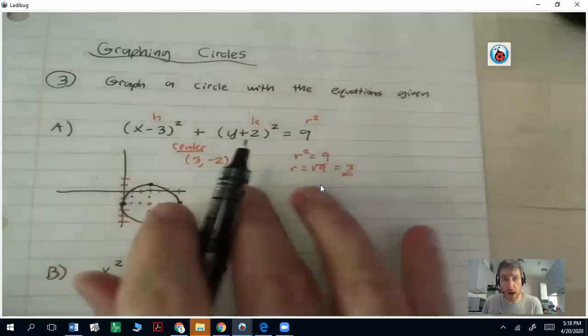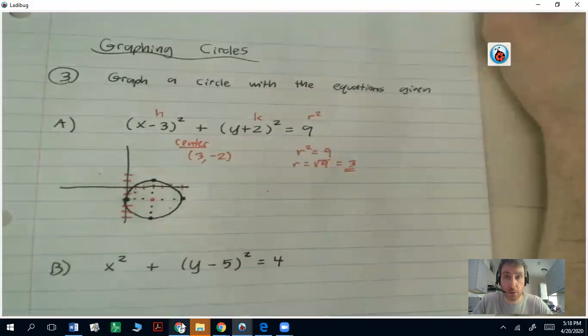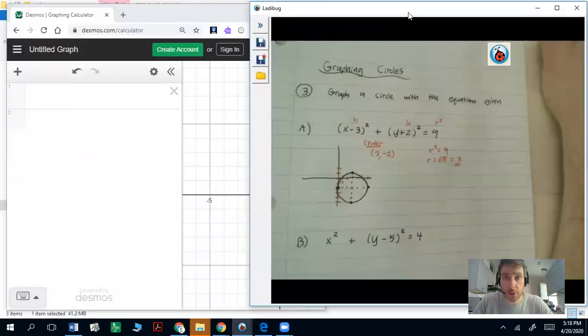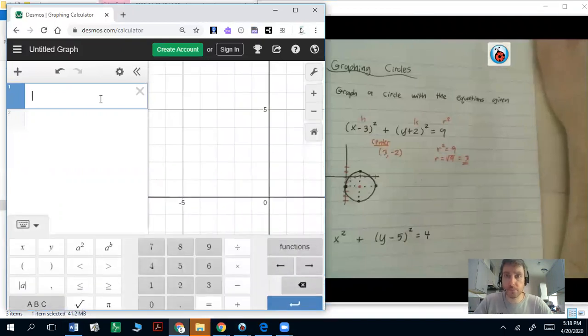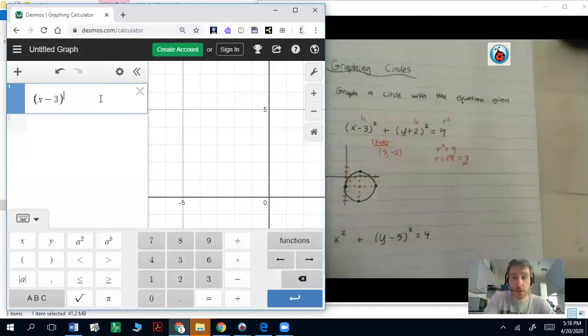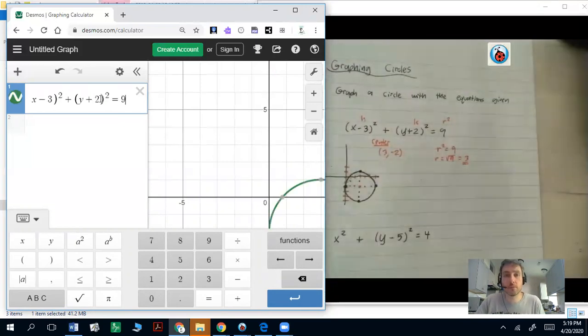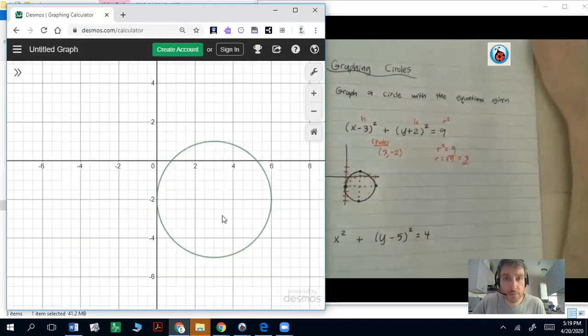Let's verify on the graph of Desmos that it looks like what we did on paper. It'll look better if we do it right. So let me minimize this, bring it over here. And let's graph (x minus 3) squared plus (y plus 2) squared equals 9. Let me hide that, and let's take a look.